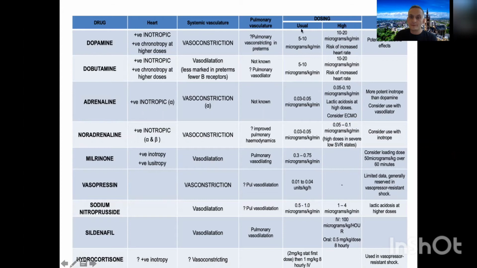The dose is important. I like to use 5 to 10 micrograms per kilogram per minute. At higher doses, I think that you run the risk of a positive chronotropic effect, increased heart rate, which will impair diastolic function, and I avoid that.